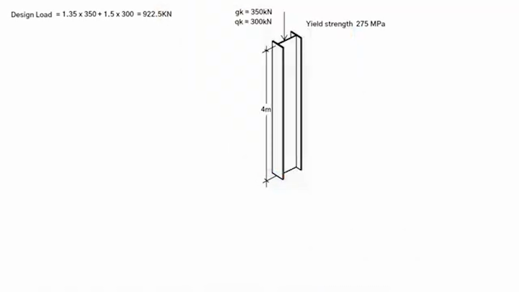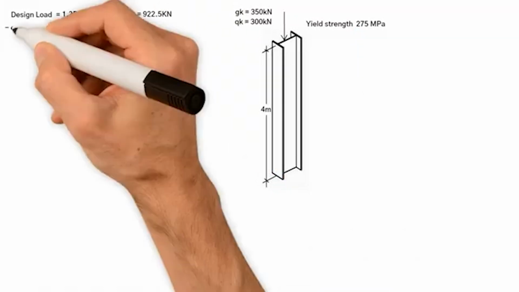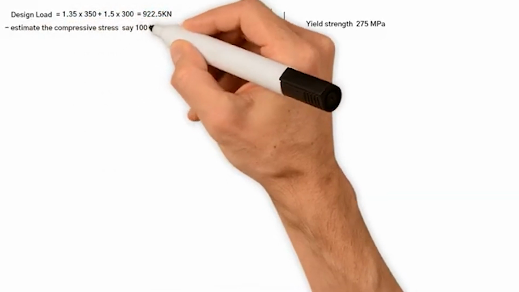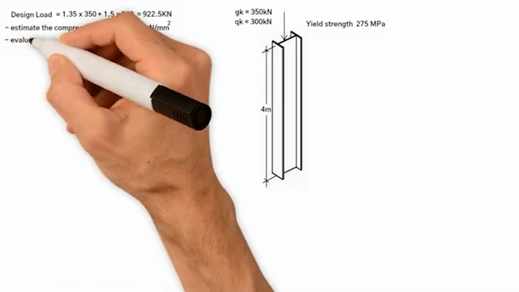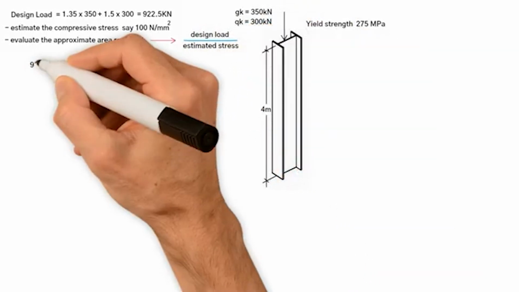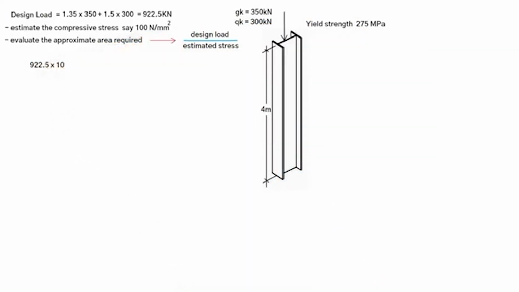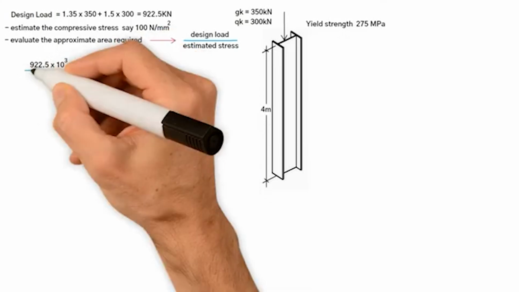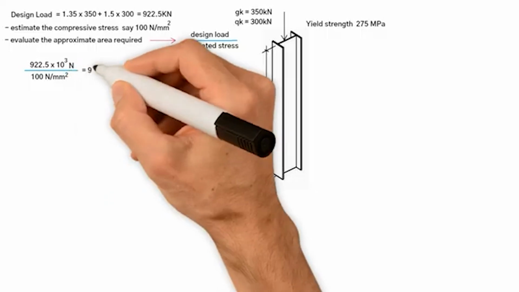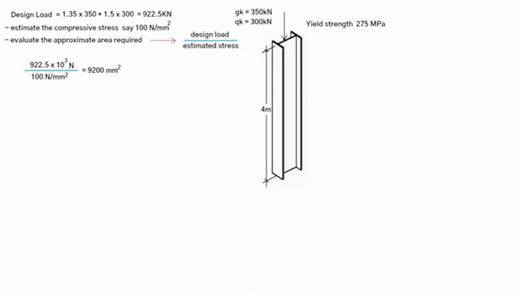As we mentioned earlier, the first thing we need to do is estimate the compressive stress in the column. Let's say 100 Newton per millimeter squared, and evaluate the approximate area required. Hence, approximate area equals design load divided by estimated stress, which is 922.5 times 10 to the 3 to convert to Newton, divided by 100 Newton per millimeter squared, and that gives us 9,200 millimeters squared.